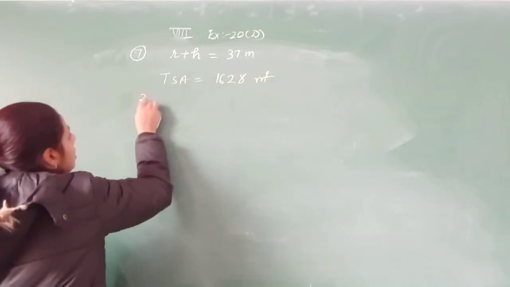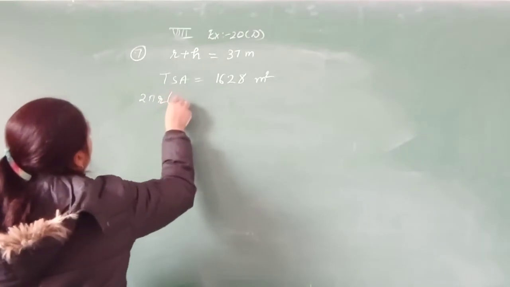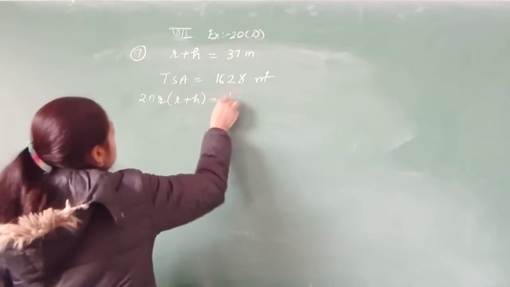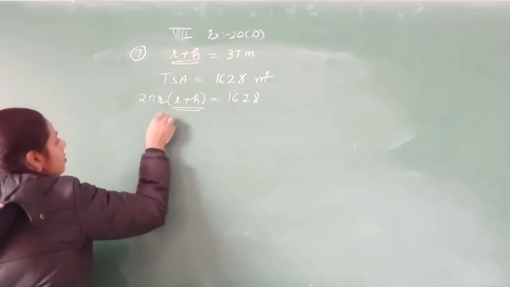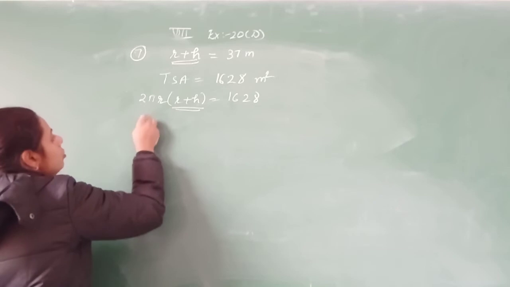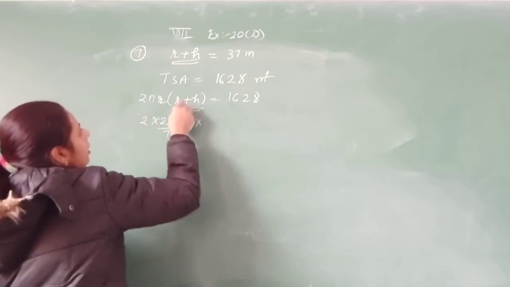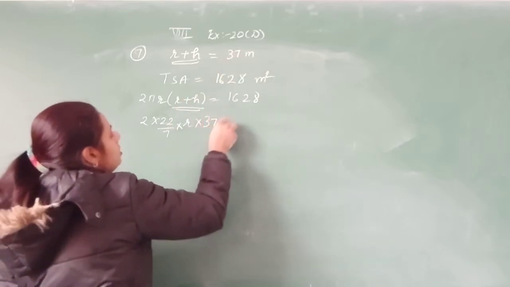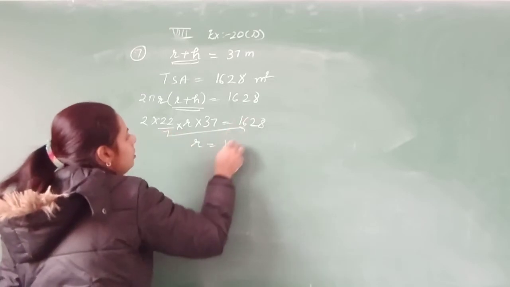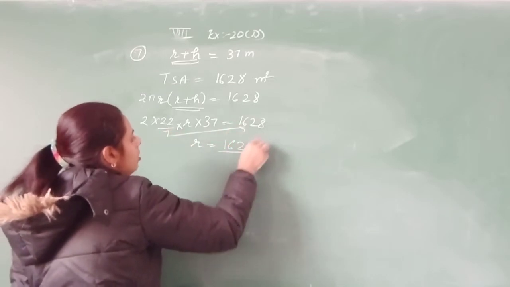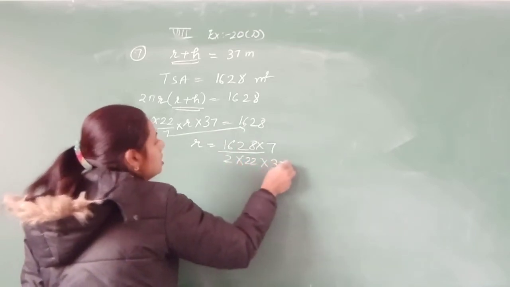What is the total surface area? It means there is a top as well as a bottom, so 2 pi r into r plus h is 1628. And you have the sum of these two, that is 37, so you can get the value of r here. 2 into 22 by 7 r, and r plus h is 37, is equal to 1628. So you will get the value of r. It will be just cross multiplied, multiply with 7 and divide by 2 into 22 by 37.